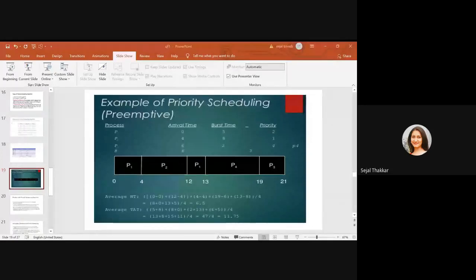Start from 0. And I need to check at time 1. At time 1, any higher priority process arrived? No. At time 2, any higher priority process arrived? No. At 3, any higher priority process arrived? No. At 4, yes. At time 4, P2 arrives into the ready queue. So at time 4, I need to process the P2 because it is having higher priority than the P1. P1 got executed for 4 units of time. So now remaining time for the P1 is 1.